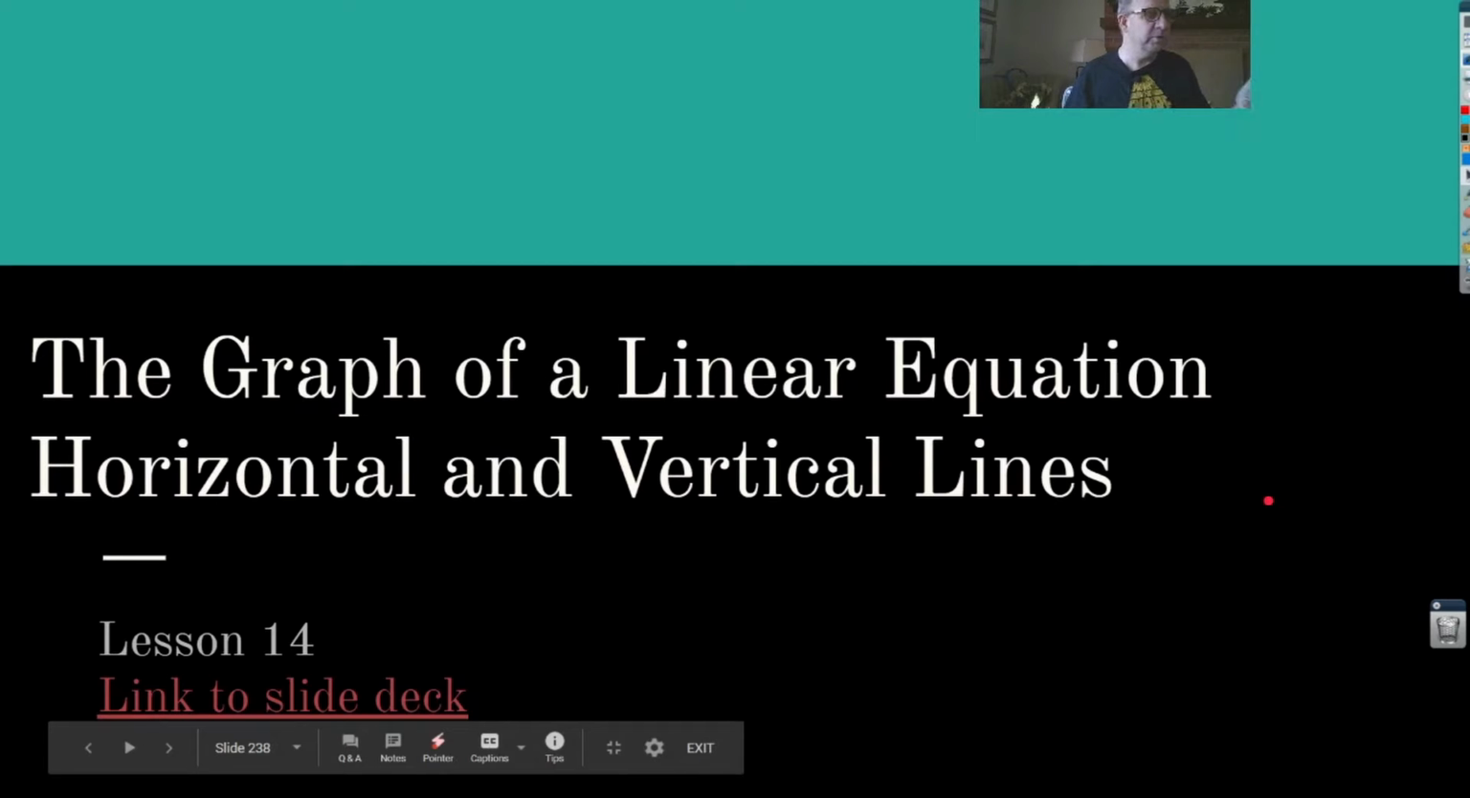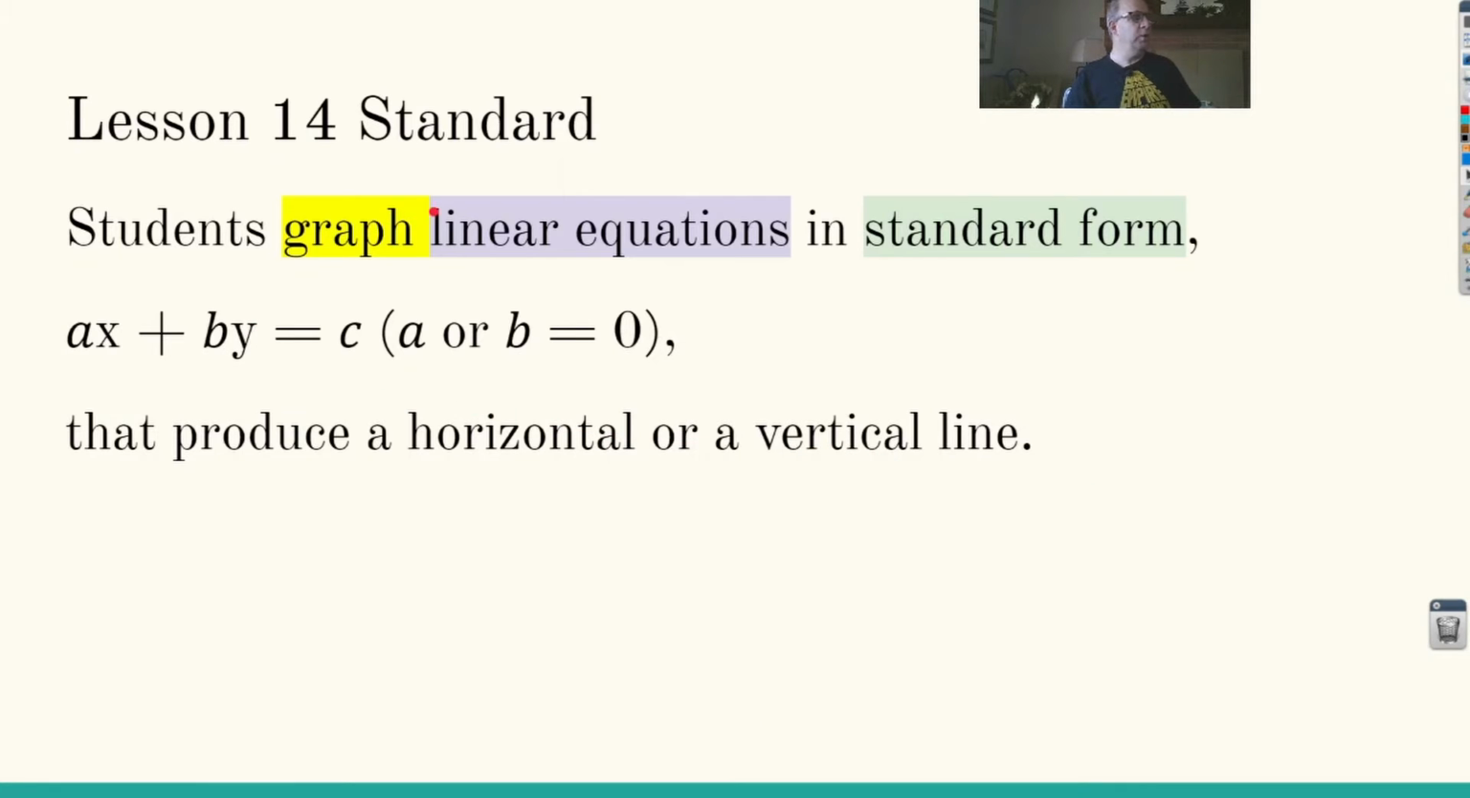Okay. So if we graph linear equations in standard form, ax plus by equals c, and a and b are not 0, we figured out in the last lesson that if we did all the half points and all that stuff, it became a line, not just individual points. But what happens if we don't have an x or don't have a y? That produces either a horizontal or vertical line. Horizontal going across, vertical going up and down.